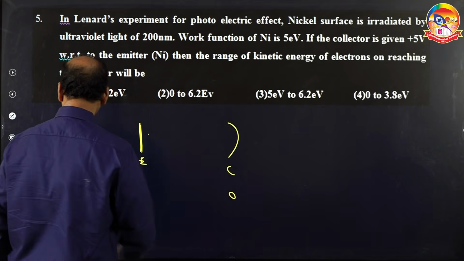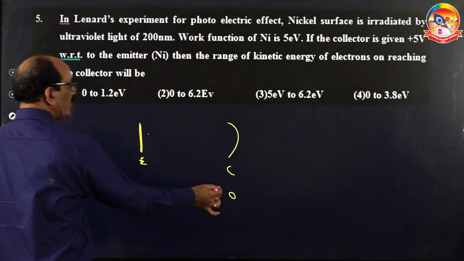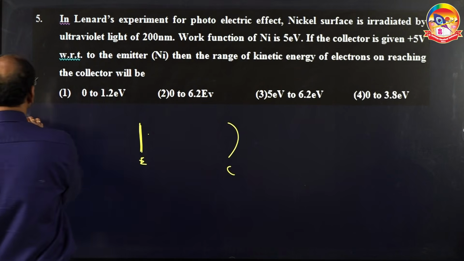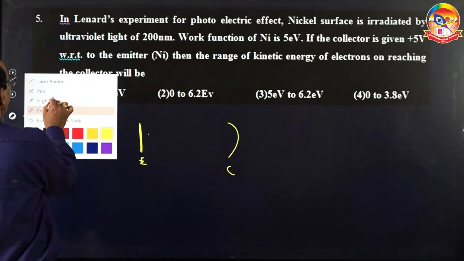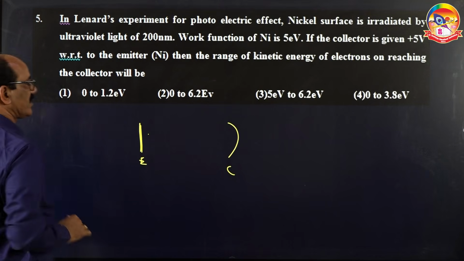in such a case, the range of kinetic energy of the photoelectrons is, as we discussed earlier, KE max equal to energy of the photon minus work function.